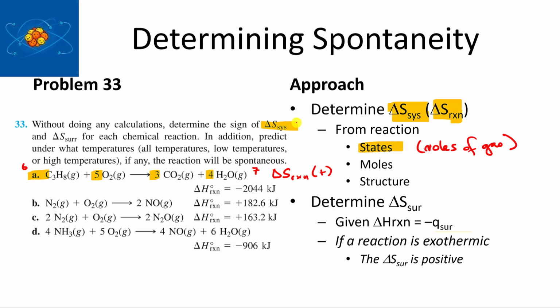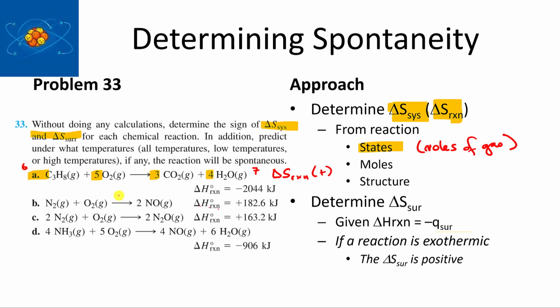So what this question is actually asking us is to find the delta S for the system, which we just did, and then we also have to figure out what the sign of delta S of the surroundings is, and then we have to predict whether it's going to be always spontaneous, spontaneous at low temperatures, spontaneous at high temperatures, or possibly, I didn't check, it might be never spontaneous. I'm not sure that option is in any of these questions, but we'll see.